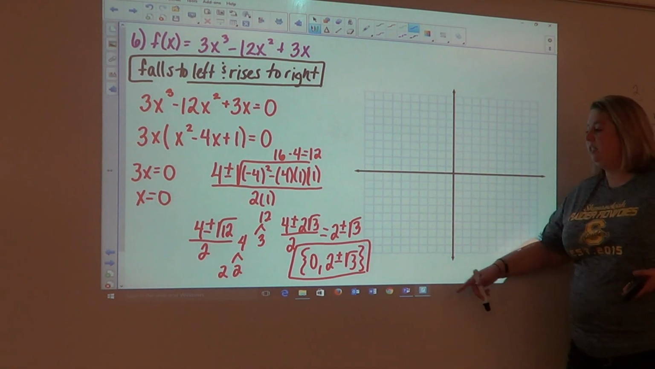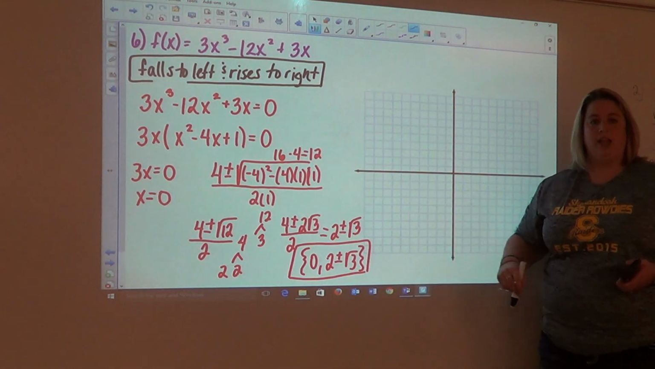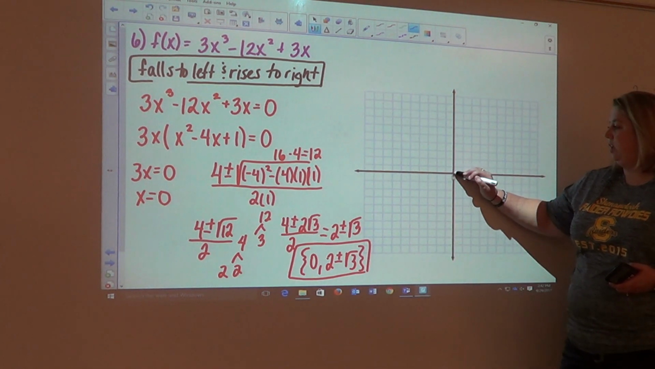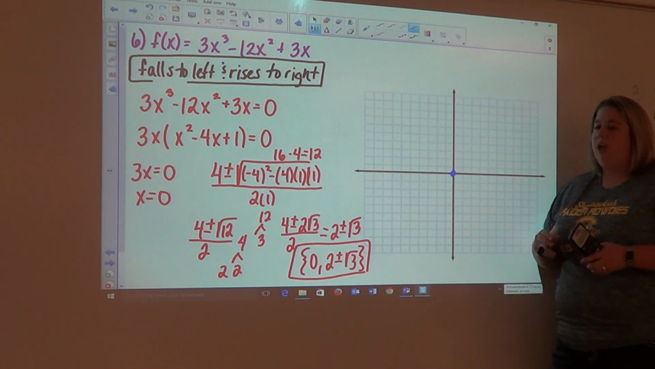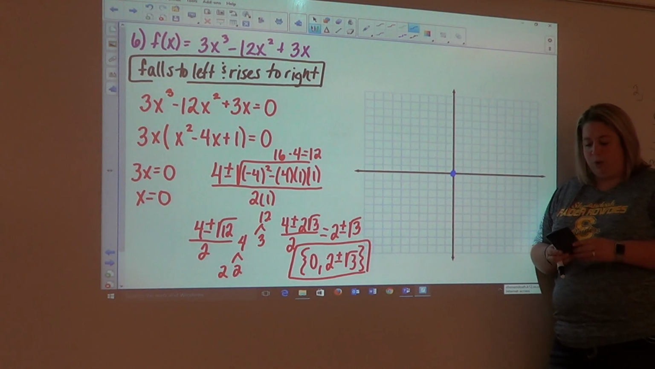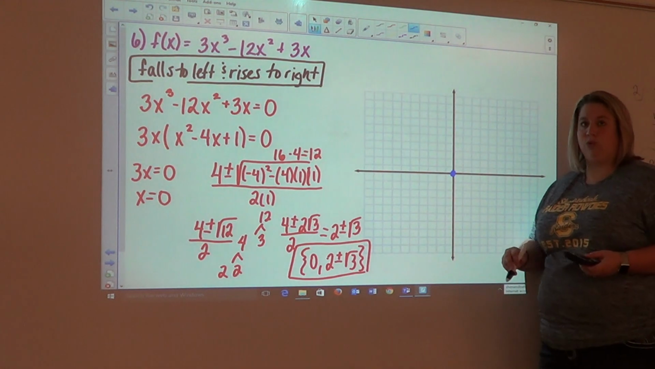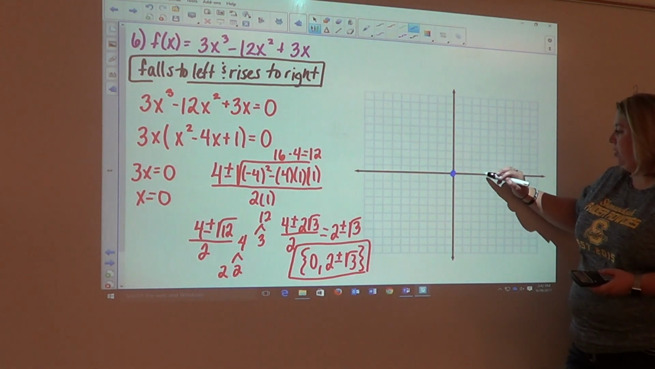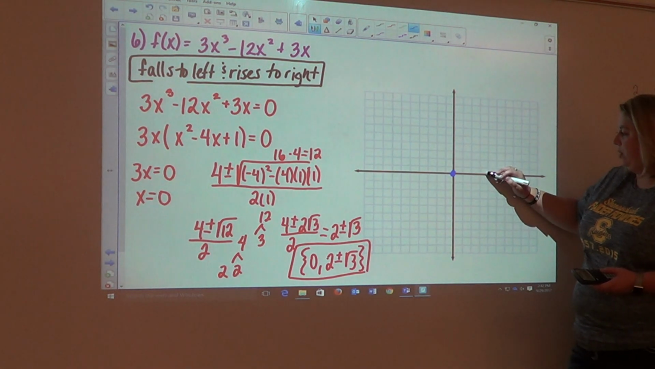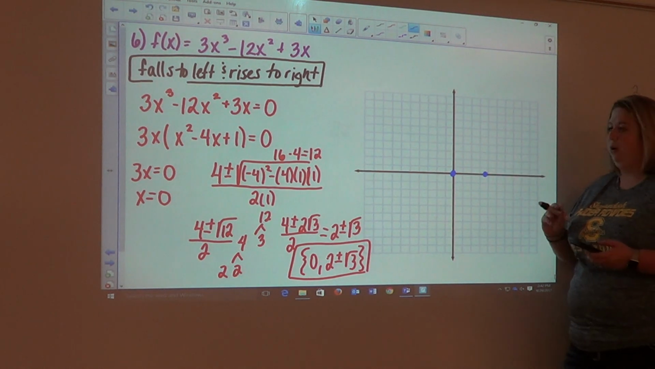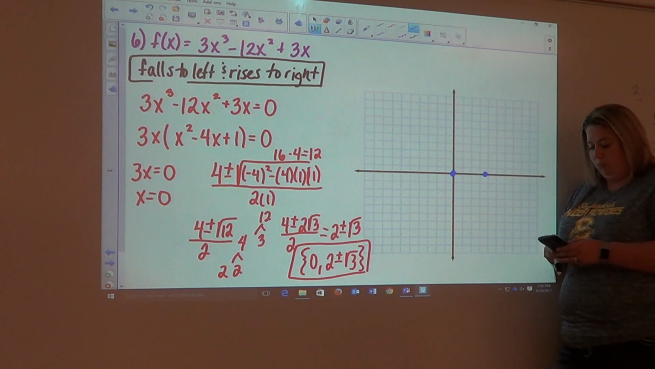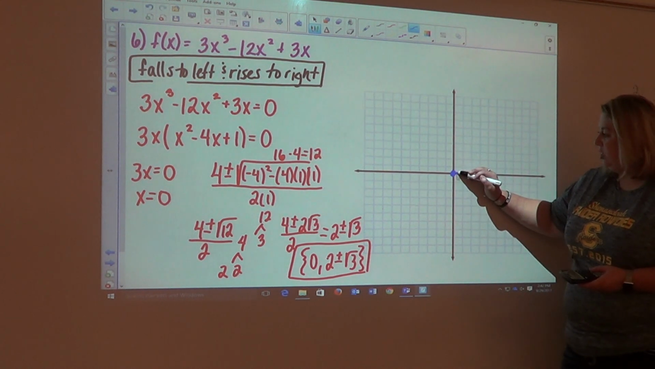Okay, this is not perfect, but you can still plot these zeros. Then I would just take my calculator and say, okay, what's 2 plus the square root of 3? Well, that's 3.73, so 1, 2, 3, between 3 and 4, closer to 4. And then I would do 2 minus the square root of 3, which is 0.27, so that'd be about right here.